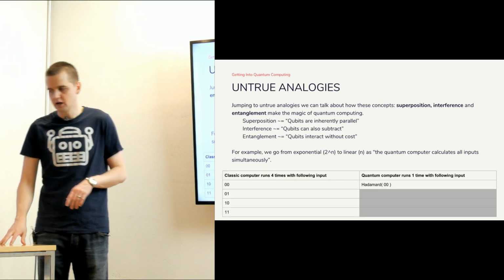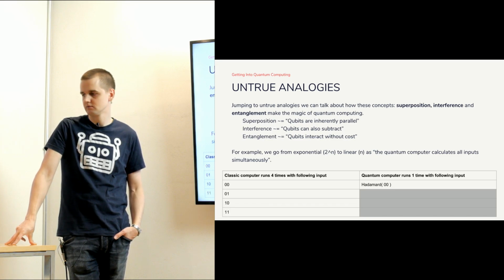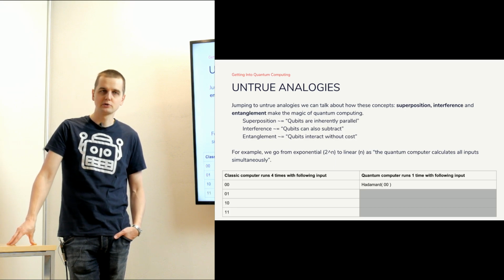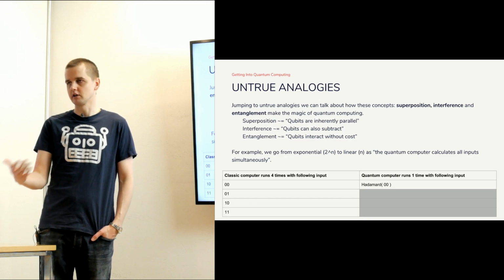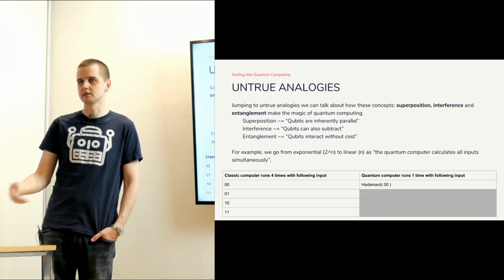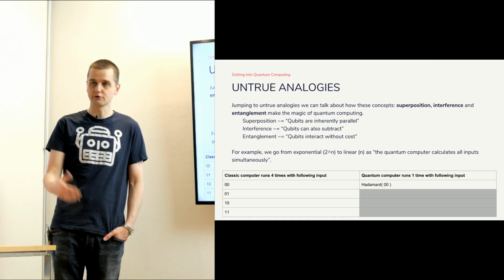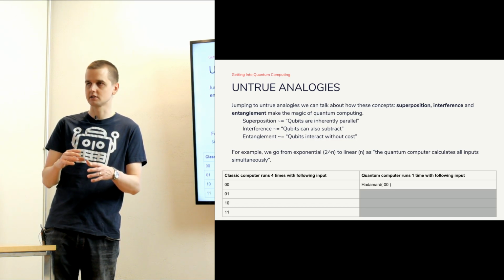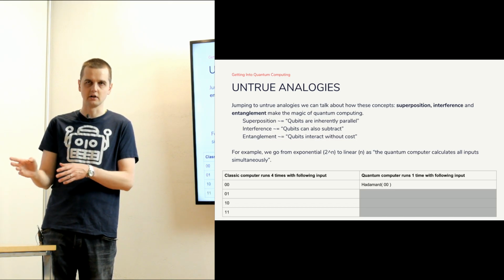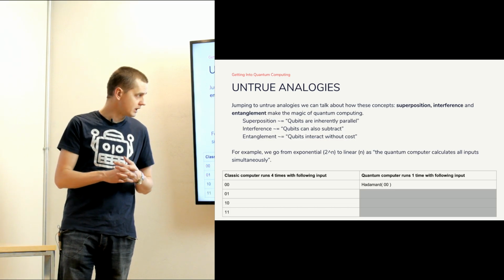Cool. Now we can cut some corners and take some untrue analogies, because we've gone through superposition, interference, and entanglement. Superposition, basically, you can think of it like, wow, these qubits are inherently parallel. They're in both states at the same time. If I have a bunch of qubits, I have all the states at the same time. Then interference means that they actually do a kind of calculation. They can also subtract. It's not just adding pieces here or there, but you can also cancel things out and you can do more intelligent calculation.